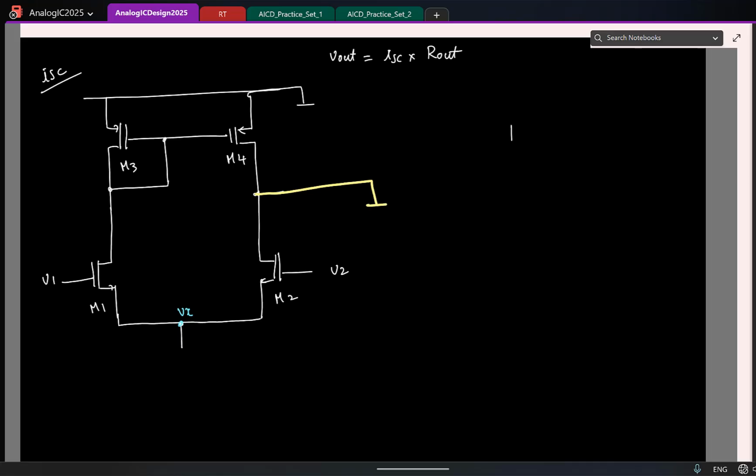If I draw the circuit for V1, I'll have V1 here. This is M1, and at the source I have something. What is the effective resistance here? It is 1 by Gm because I'm looking into the source of the transistor. And remember, the drain is short. Since the drain is short, I can say that the resistance is 1 by Gm. So this is basically 1 by Gm of transistor M2. But since both M1 and M2 are identical, I will say Gm1. Doesn't matter.